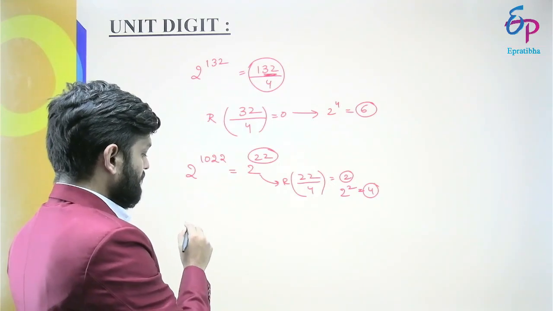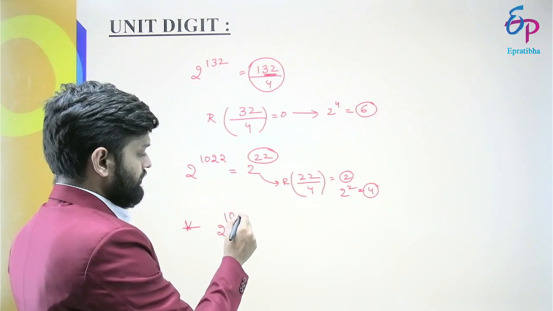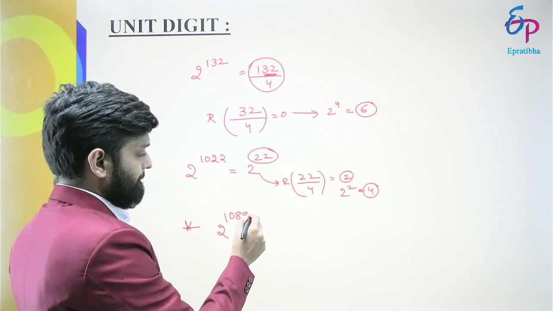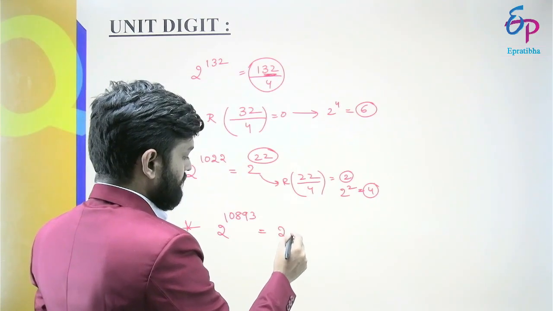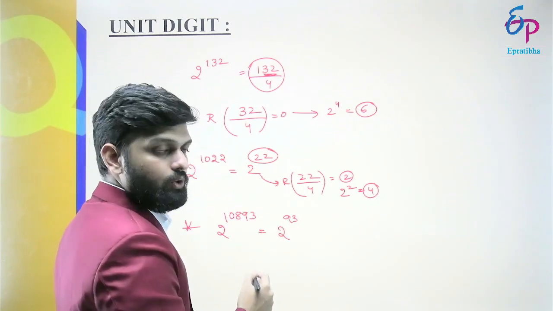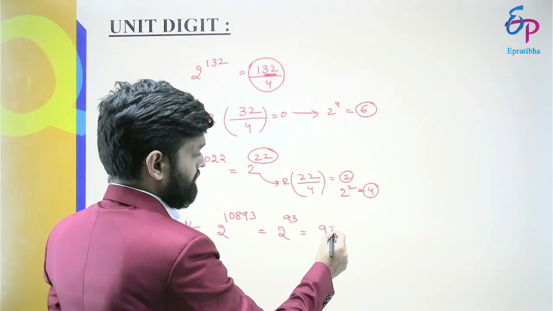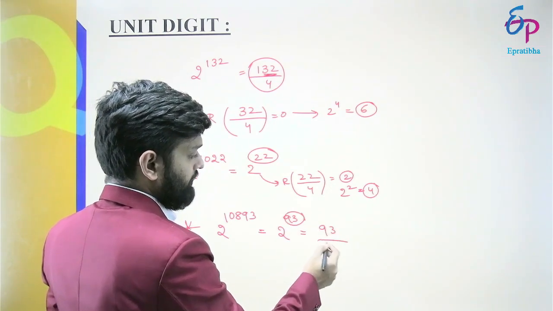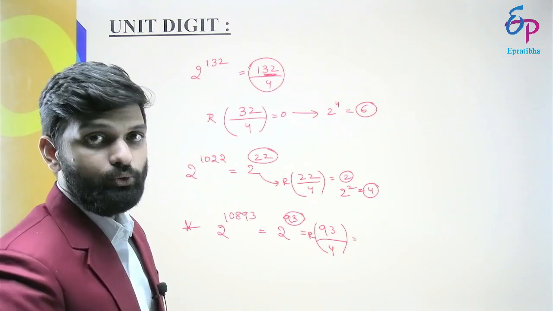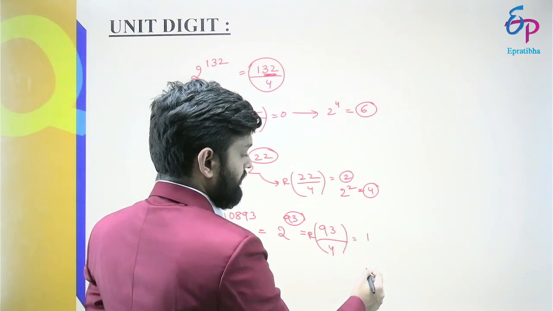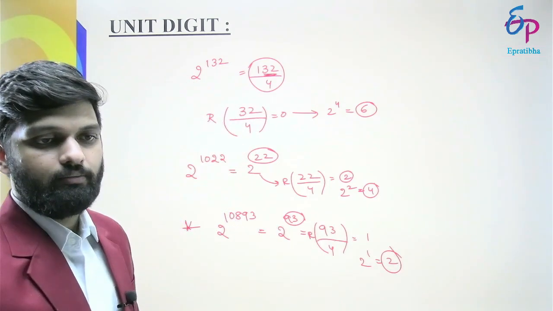Now we'll take one more question. If you take 2 power 10893, what is the short form for this one? The short form is nothing but 2 power 93. You have to take the power, divide by 4 and take the remainder. What is the nearest multiple? The nearest multiple is 92, right? So 92 means the remainder will be 1. If the remainder is 1, the answer is the first digit of the cycle.